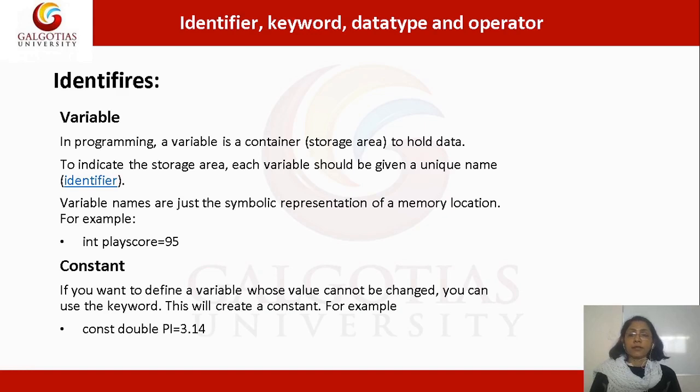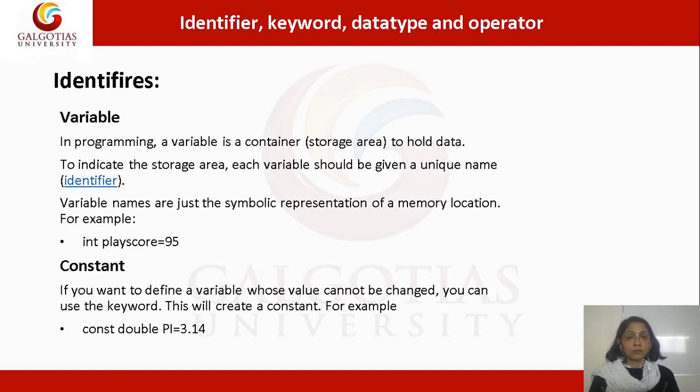Now, under identifier, we'll be studying about variable and constant. These are used as identifiers. In any programming language, a variable is nothing but a container, or you can say a storage area, to hold data. This container or storage area is always identified by the name of the variable. That's why the name of the variable indicates the storage area. Each variable should be given a unique name within the program.